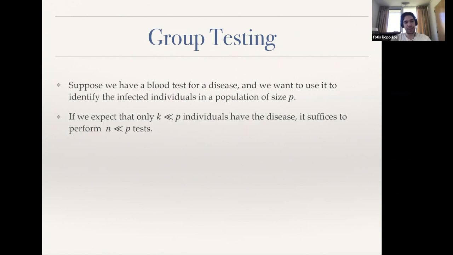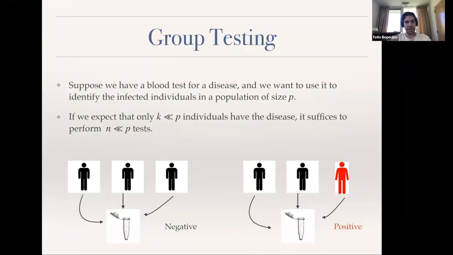Okay, so what is group testing? The idea is that instead of testing each person individually, we will form groups of individuals. And then in each group, we will take a blood sample from each of the individuals in the group, mix these blood samples, and then only use one test to test for the disease in the mixed sample. Okay, so the idea is that if this test comes back negative, then what we know is that none of the individuals that were in this group had the disease. So with one test, we found out that, let's say in this case, three individuals did not have the disease.